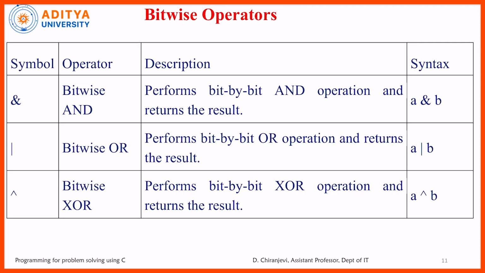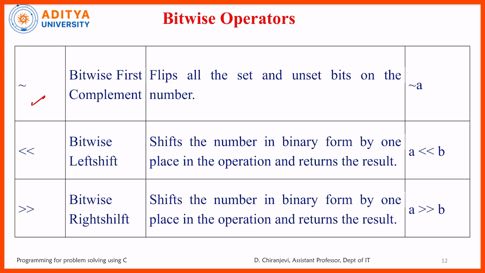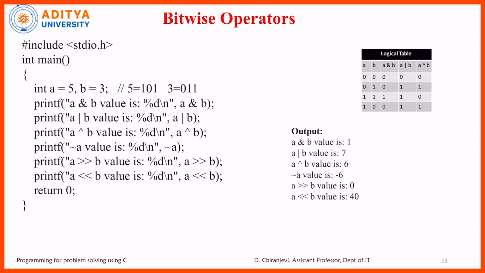Then bitwise operators: these are the bitwise AND operator, bitwise OR operator, bitwise XOR operator, then bitwise complement operator, bitwise left shift, bitwise right shift. So we will understand these bitwise operators by using examples. To understand bitwise operators, we must understand 2-bit, 3-bit, 4-bit decimal to binary conversions, then only we can understand.